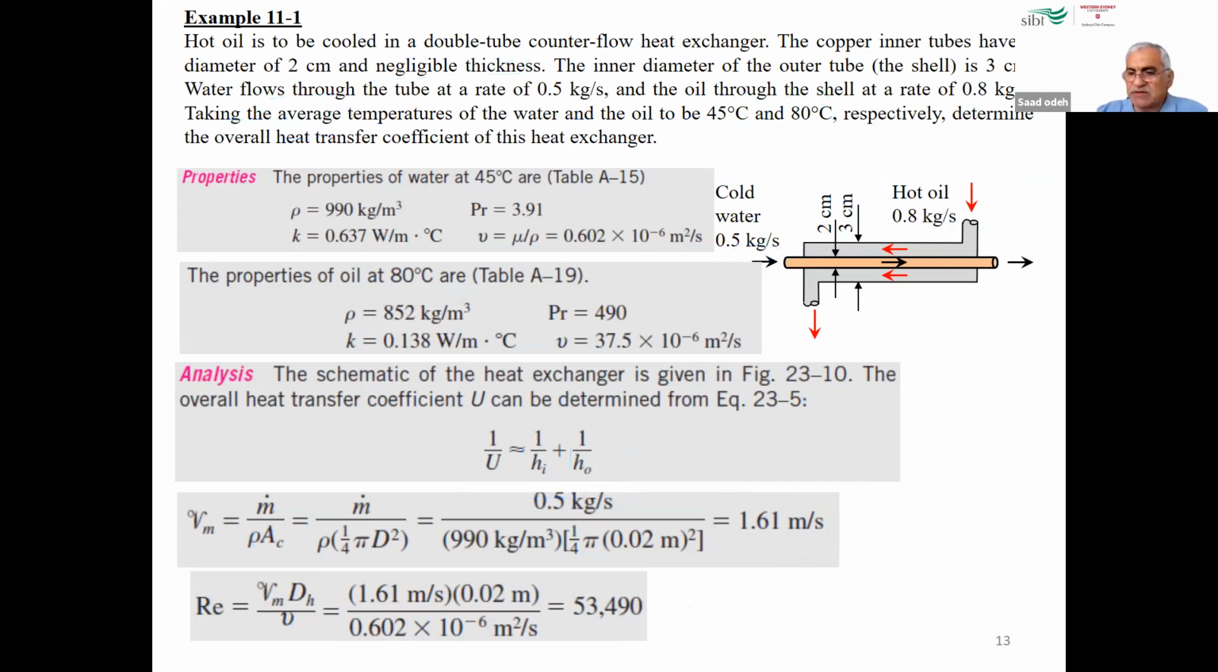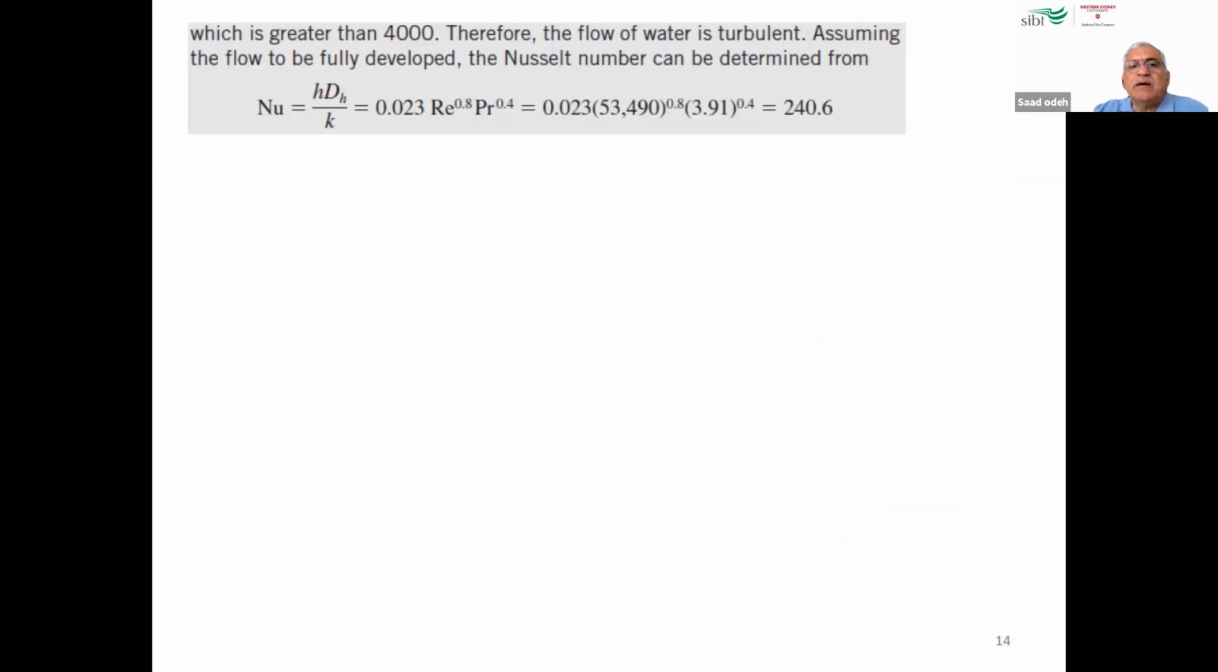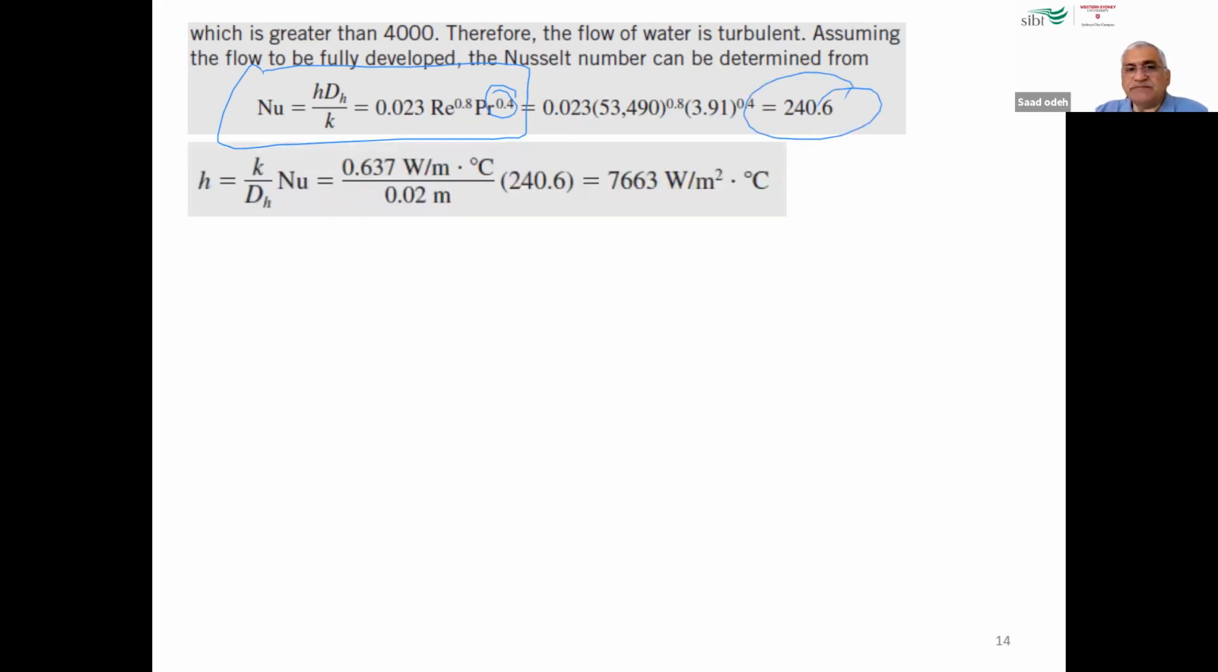So for this turbulent flow, Nusselt number is following this equation. And again, we use 0.4 here because we are heating the water. So for the heating process, we use 0.4. Then from this, we can get Nusselt number. Then it's quite easy to find h following this equation.